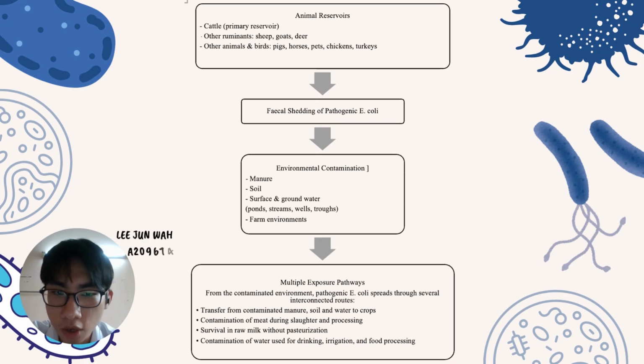I will present to you the mechanism of transmission of E. coli. E. coli is a bacterium that is commonly found in the gut of humans and warm-blooded animals. Although most strains of E. coli are harmless, some pathogenic strains such as Shiga toxin-producing E. coli can cause foodborne disease.